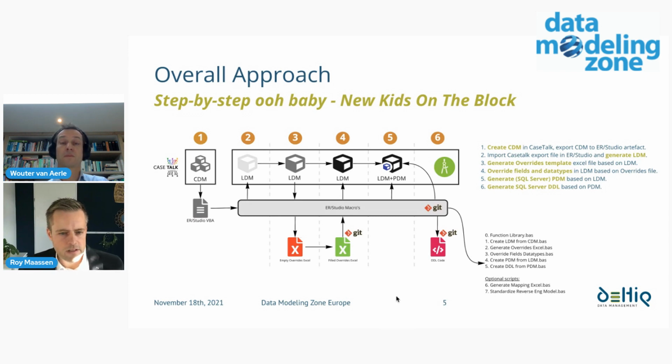And in the third step, we generate an overrides template file. The template file is initially empty, but it's pre-filled with all the domains, entities, and attributes.